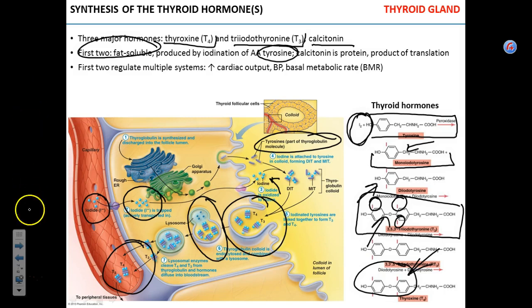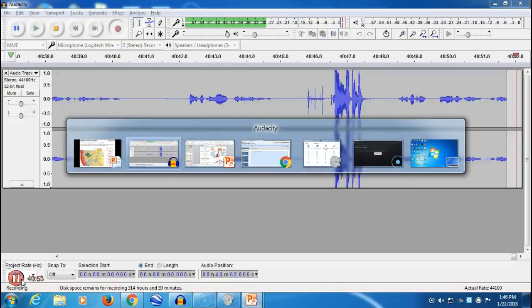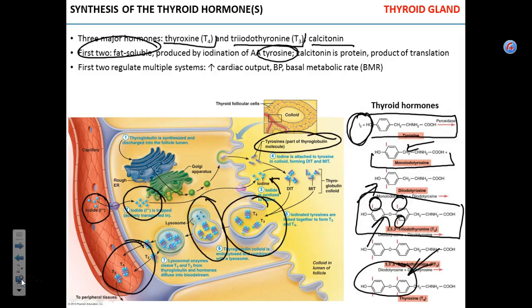Did we talk about metabolic rate at all? Just give me 1 second. I want to check, I'm afraid I accidentally turned off the mic. No, everything's good.